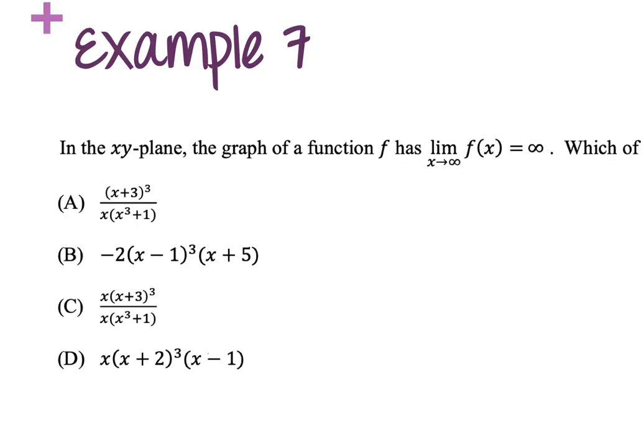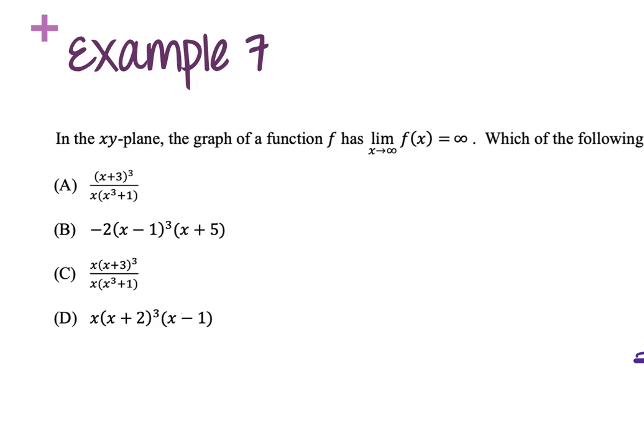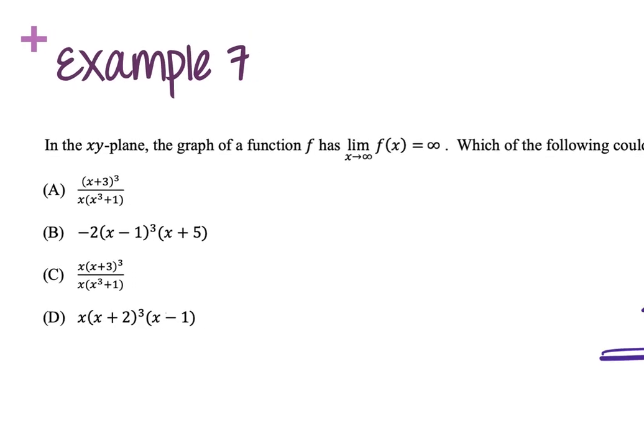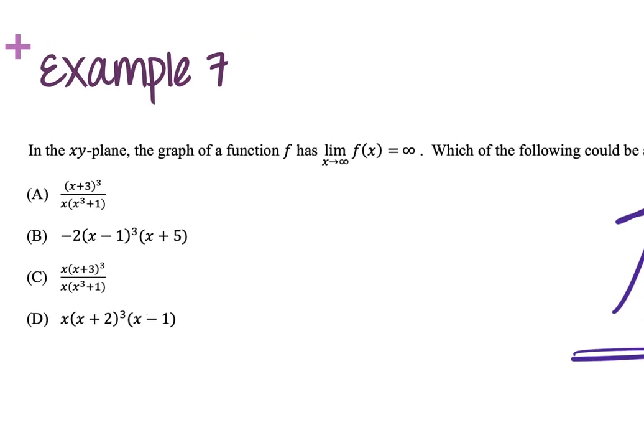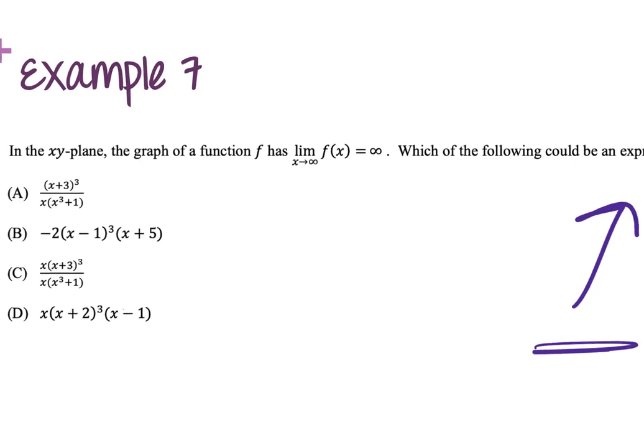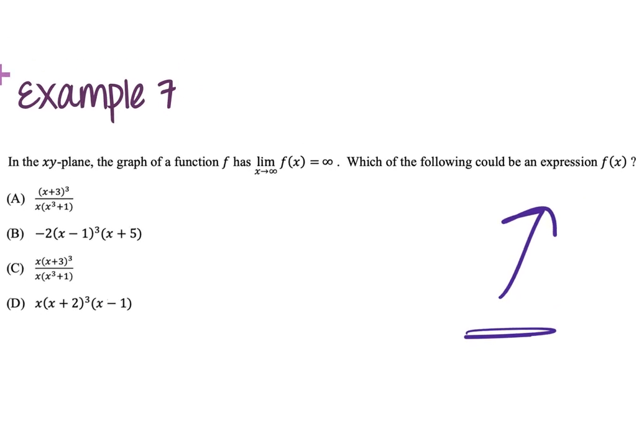Okay, so the last question in the notes brings back what we did in the last couple of sections. You'll see it on the homework. It says A and B: 11A, 111A is the binomial expansion, and then B brings back these kinds of questions because they're going to be back on your test. So it says in the xy plane, the graph of the function has a limit as x goes to infinity of f of x equals infinity. Which of the following could be the expression f of x?